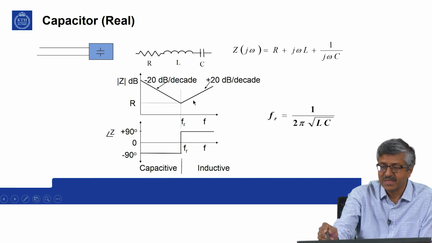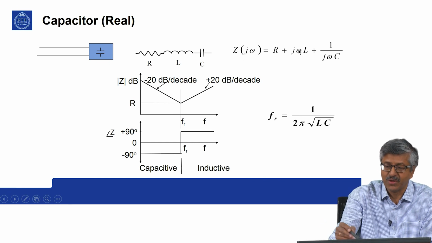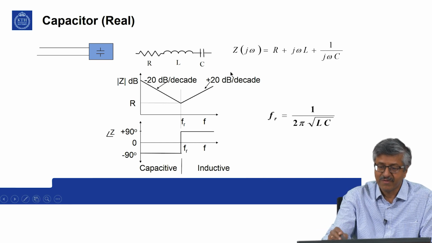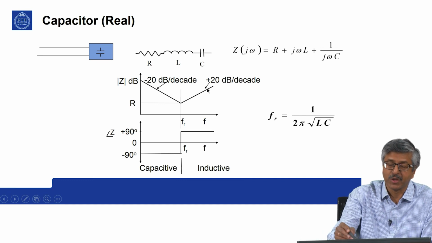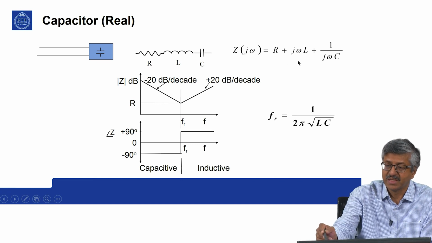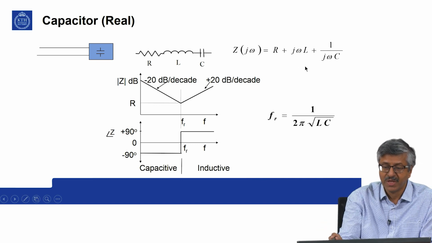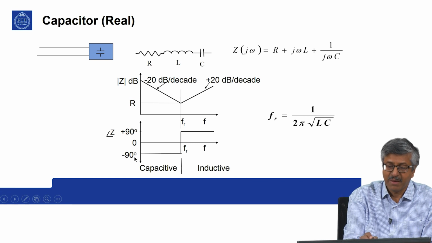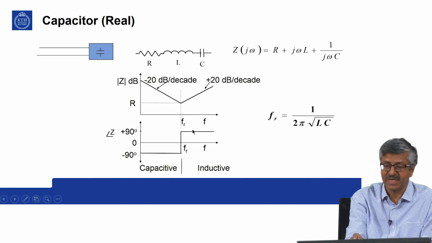Then beyond that, the inductive part is dominant. So, from that time onwards, you have approximately 20 dB per decade increase in impedance, as you would expect from an inductor. The same thing happens with the phase also: minus 90 here transitions into plus 90, as if it is an inductor.